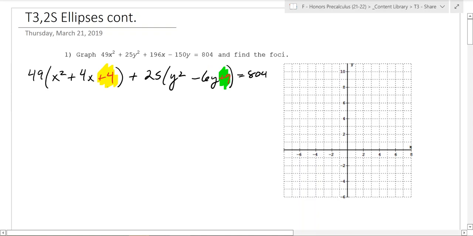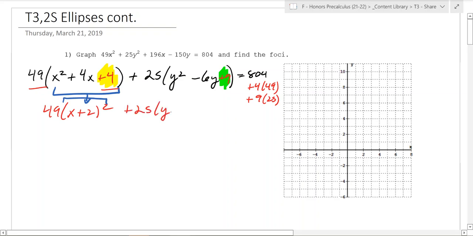But keep in mind, if we add this 4 on the inside, it's 4 times 49, so we have to add 4 times 49 here. And then we also have to add 9 times 25 over here to balance it out. So what you end up with is 49 times x plus 2 squared, because this right here, by completing the square, is this right there. And similarly, you end up with 25 times y minus 3 squared.